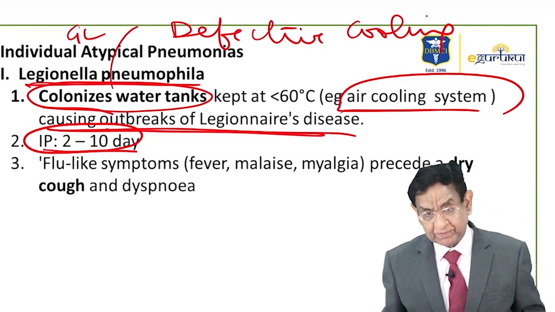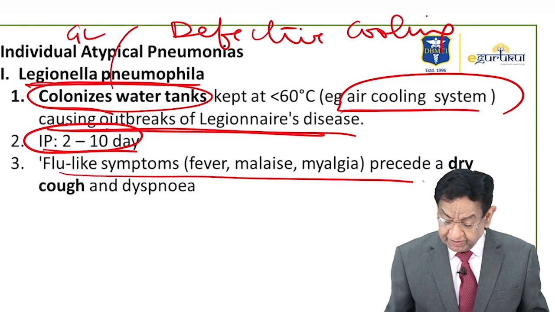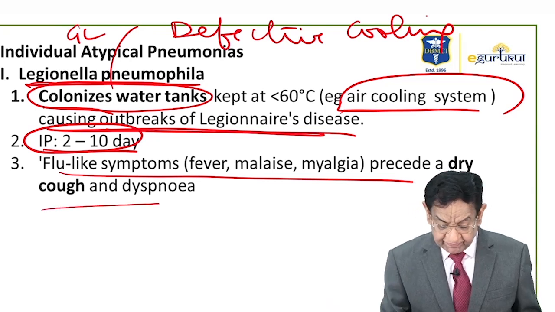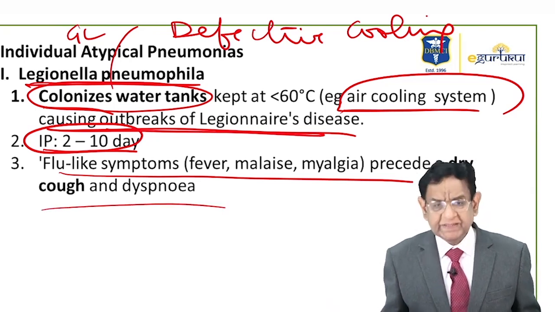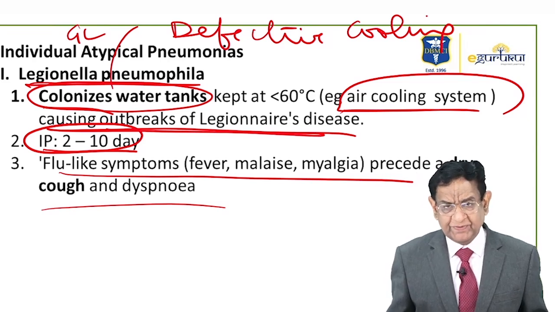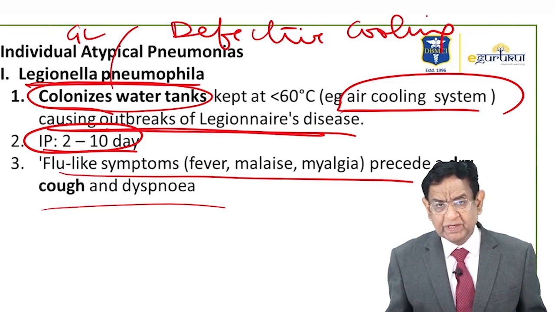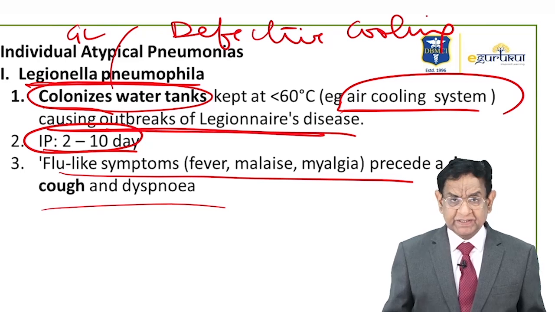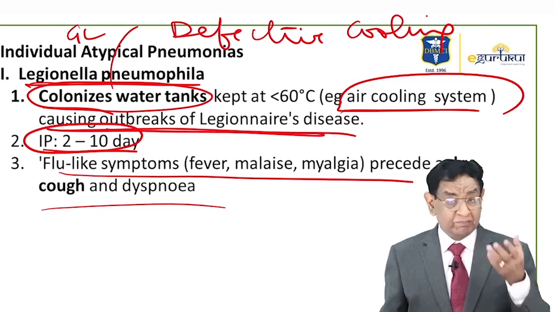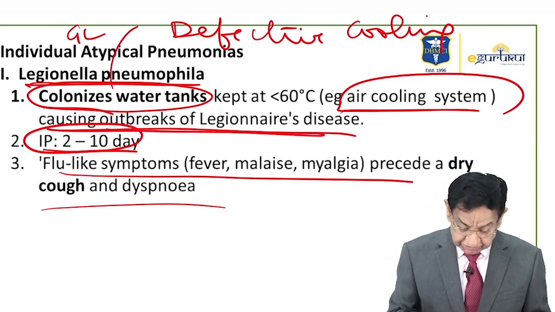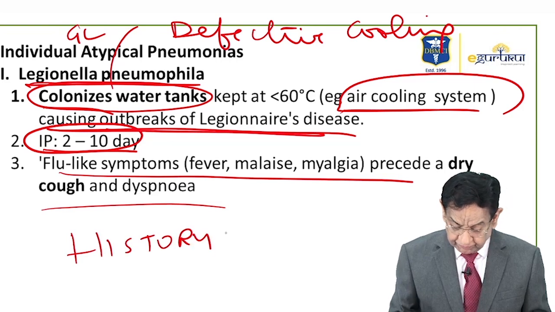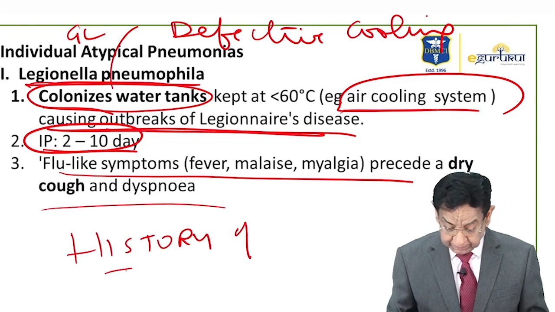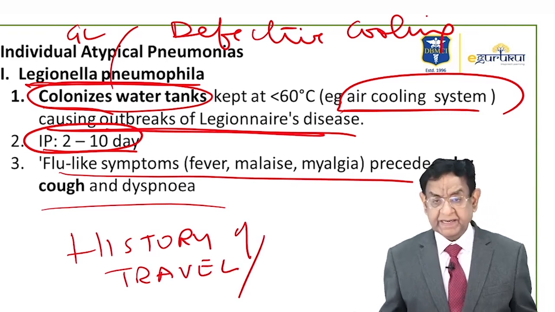How will the patient come to you? Flu-like symptoms: fever, malaise, myalgia, dry cough, dyspnea. They're always non-specific. This can happen in all types of viral infection. That is not going to give a clue that yes, it is Legionella. But what is the most important? History of travel or attending any conference like this.